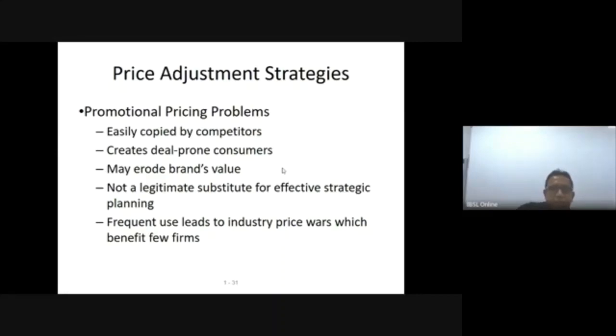Promotional pricing problems: easily copied by competitors. When you do those types of promotional selling, promotional pricing, these are the issues. It can be copied by competitors, and it can create real deal-prone customers. Some customers only buy the discounted things, not the others. It may erode the brand's value, which can happen. It is not a legitimate substitute for effective strategic planning. Frequent use leads to an industry price war, which benefits few firms.